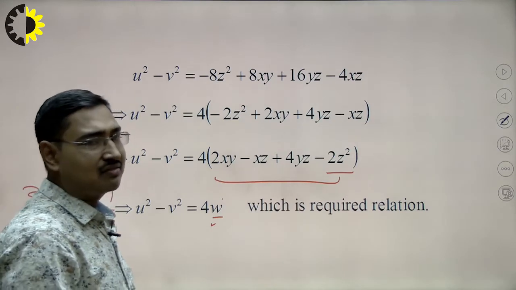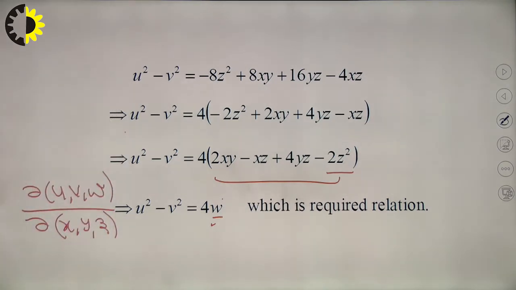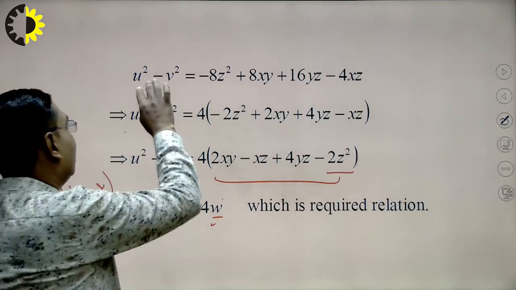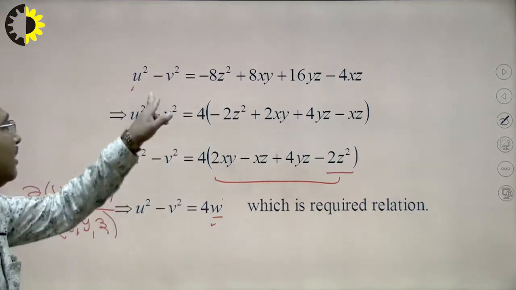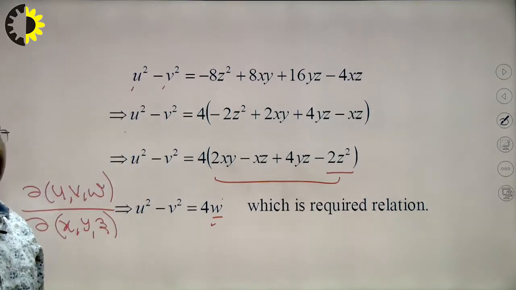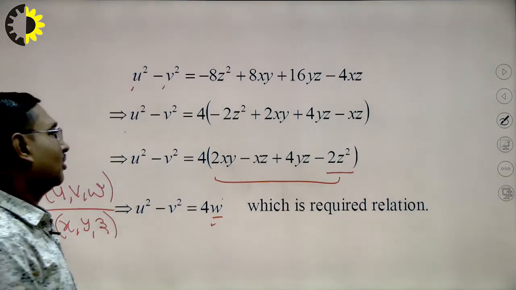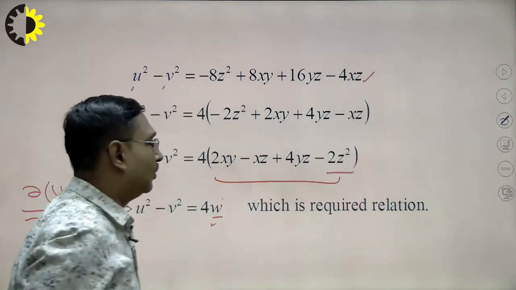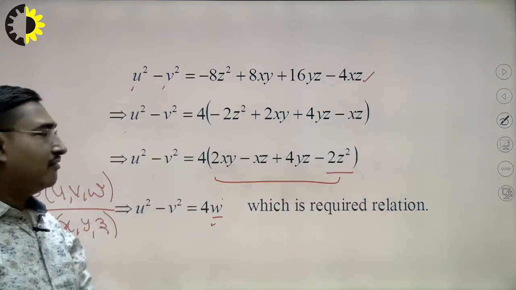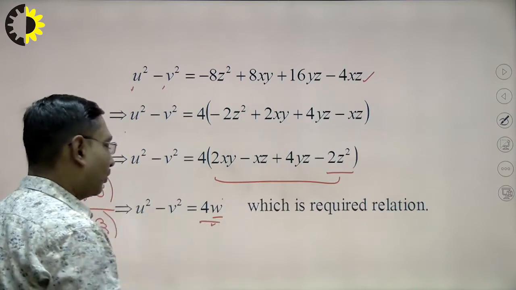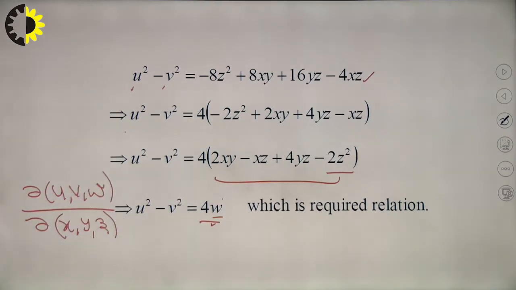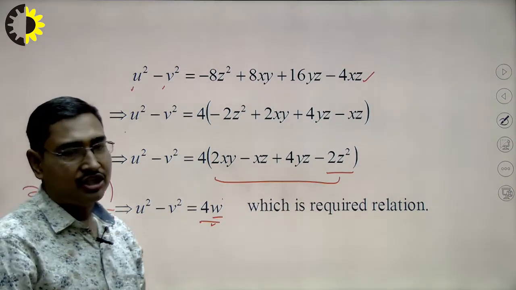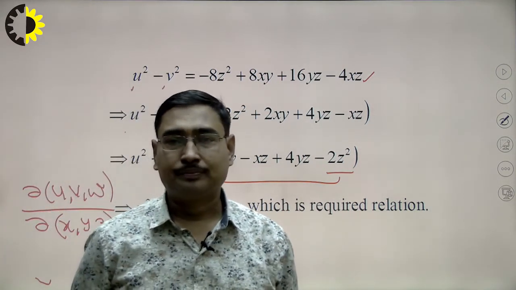Now, the second task was to find the relation among u, v and w. The approach was purely tricky, there is no fixed rule, and for this I calculated u square from u, v square from v, and u square minus v square as obtained in this form. This expression when simplified gave 4w, and I obtained u square minus v square equals 4w, which is the required relation among u, v and w.